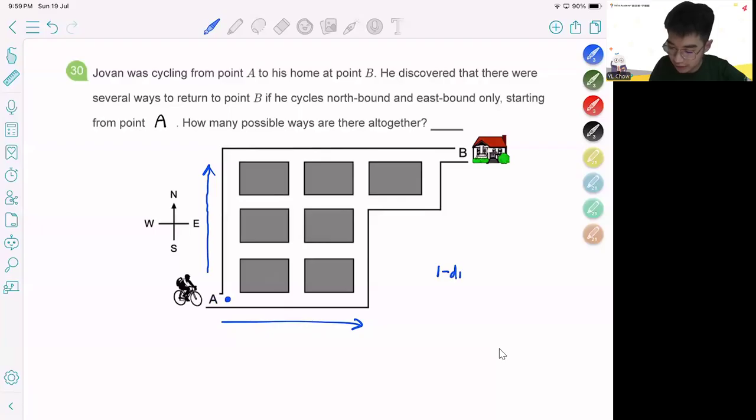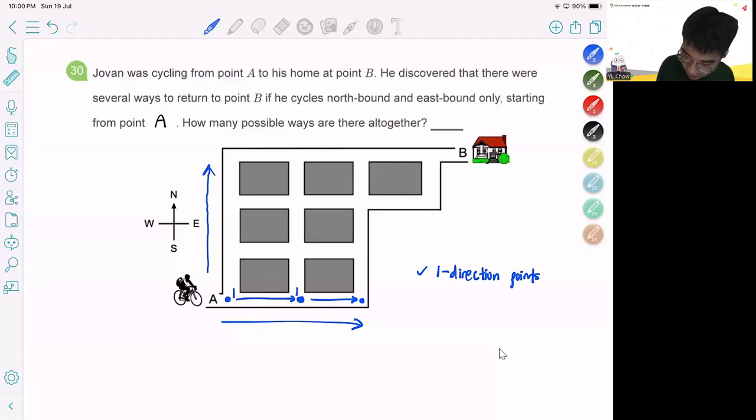So step 1, of course, you have to find your one direction points. Okay, so from the starting point, for example, I can keep going to the east. I can keep going to the east to reach this point, and to the east to reach this point. There is only one shortest path to reach these points, right? So I'll indicate on the point 1, 1, 1 to show that, right, there is only one way to visit these points, namely by going towards the east.